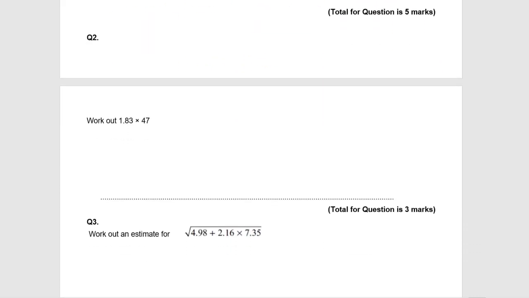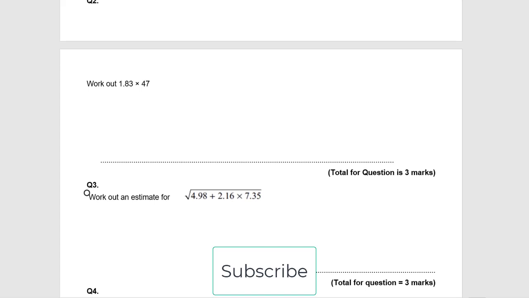Let's go to question number 2. It's a multiplying decimal question. So we have to multiply 1.83 by 47. Now a good way to start off is column multiplication. So multiply this by 100, so ignore the decimal, in other words. 183 times 47. So we multiplied 1.83 by 100, and that gives us 183. And when you get rid of the decimal, it's easier to multiply.